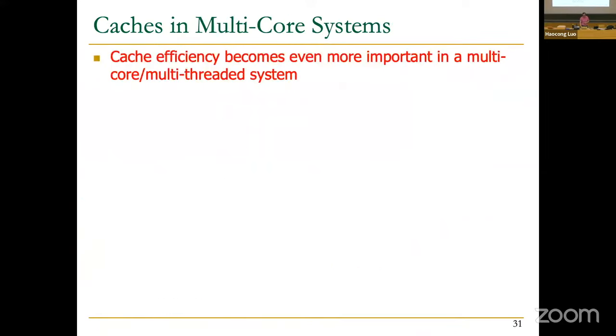Okay. So basically, cache efficiency becomes a lot more important in a multi-core or multi-threaded system. If you have a single thread accessing the cache, that's nice.